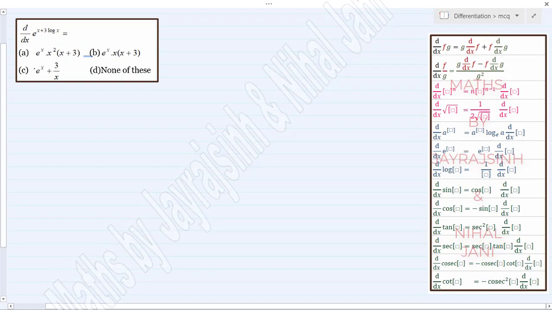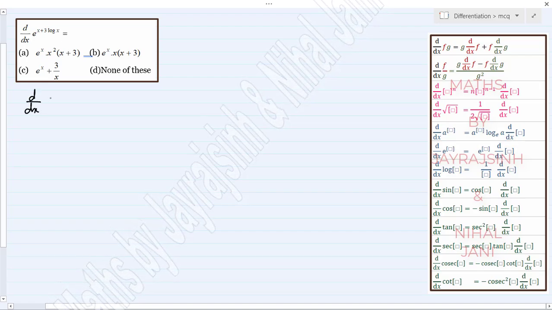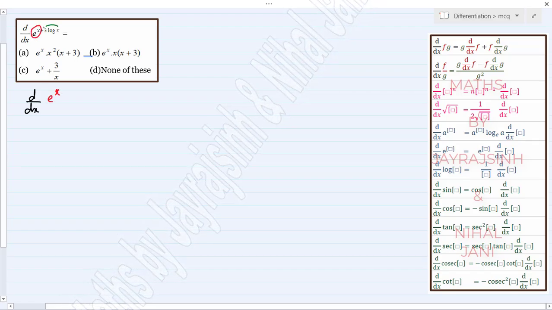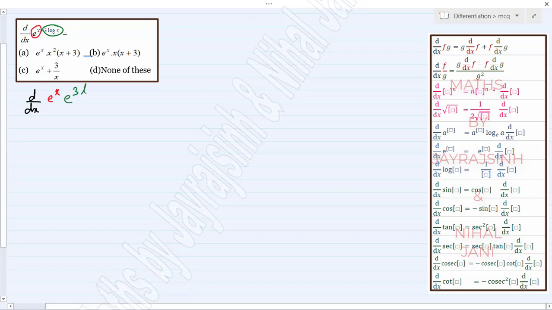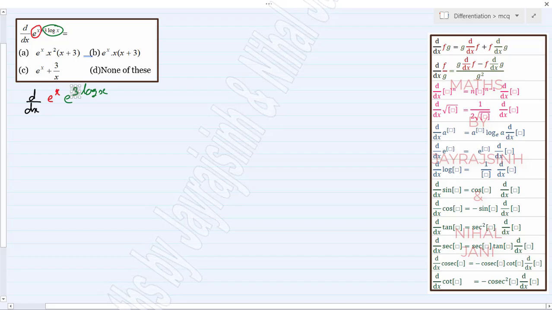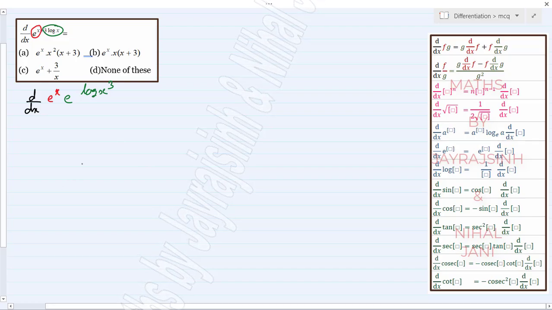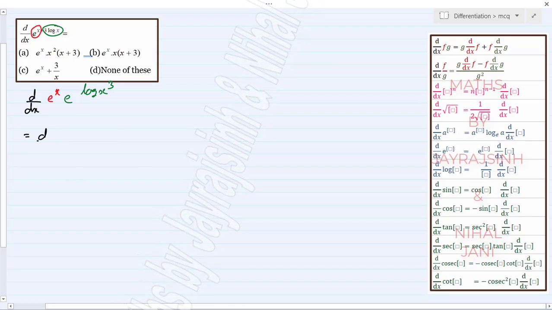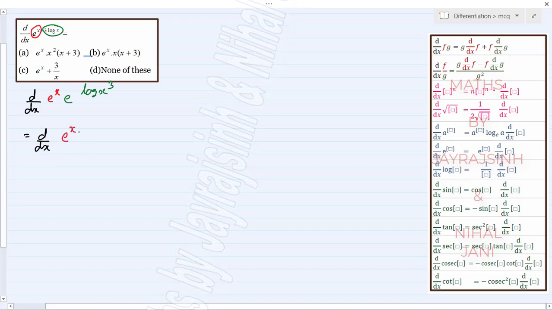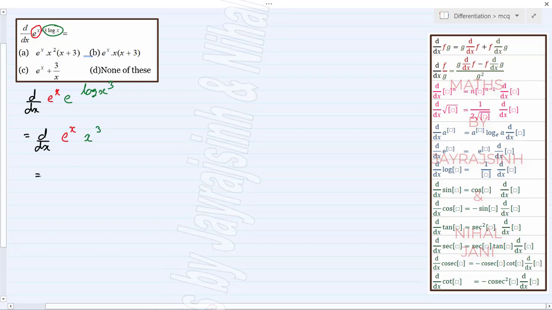Here we have to differentiate e raised to x plus 3 log x, or we can say we have to differentiate e raised to x into e raised to 3 log x. In the second term, we can further simplify by taking this 3 within the power of x by applying the property of log. So here we'll get differentiation of e raised to x, and e raised to log x cube is simply x cube. So we are ready to apply the multiplication rule.